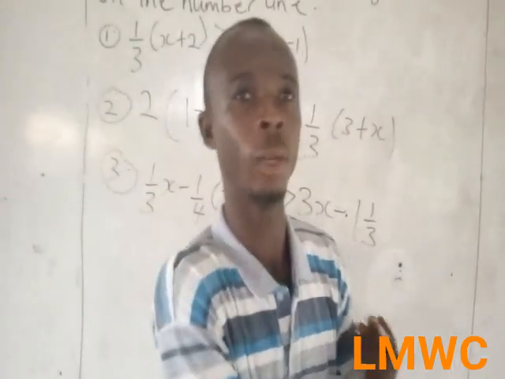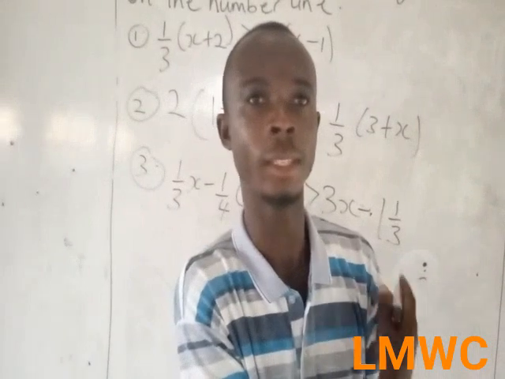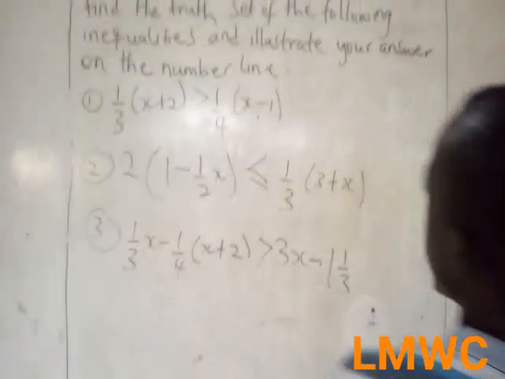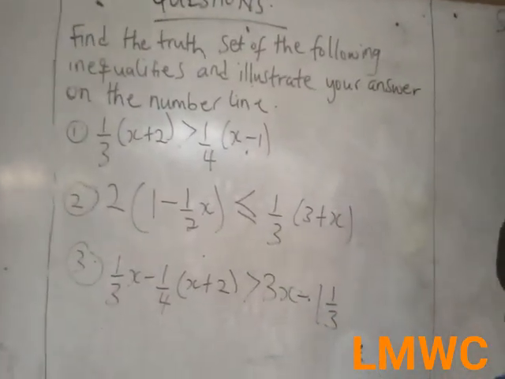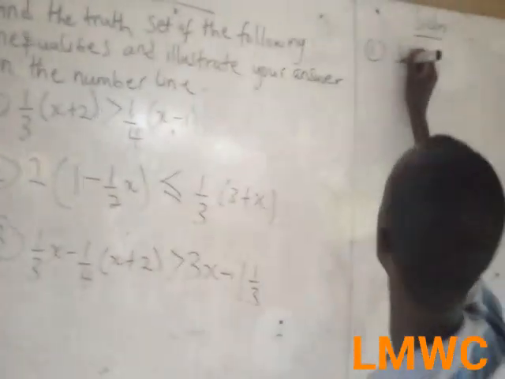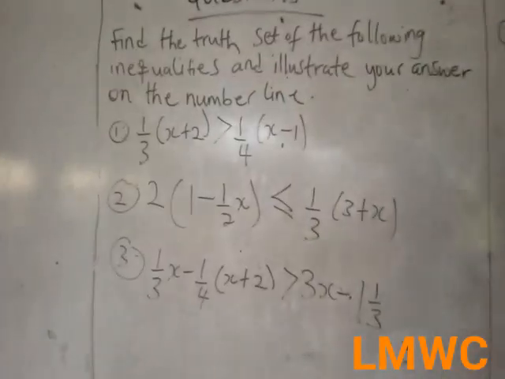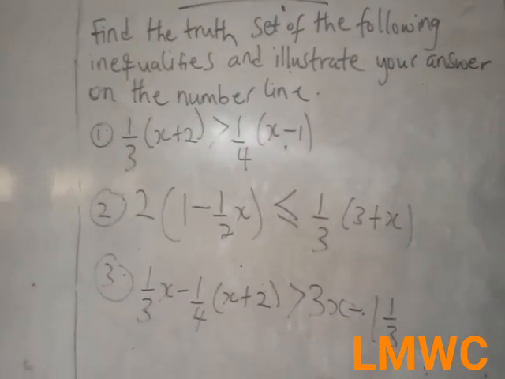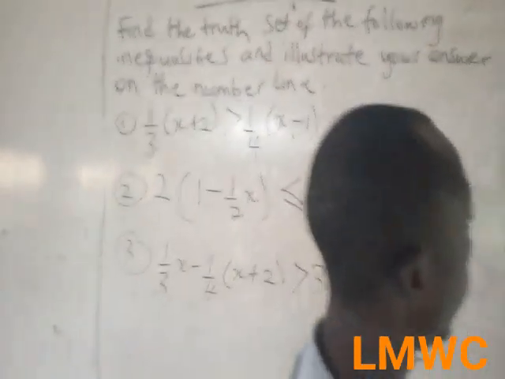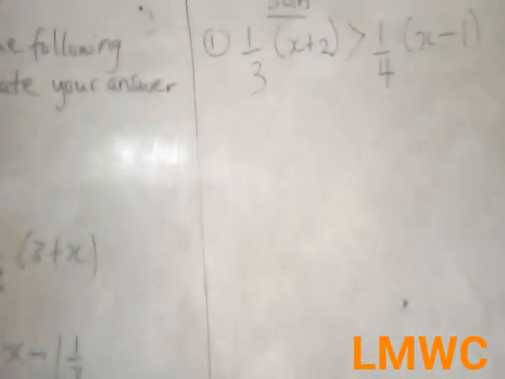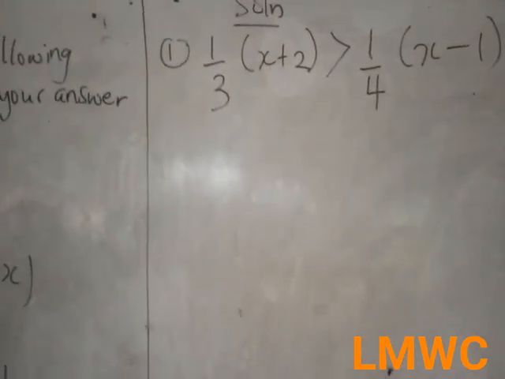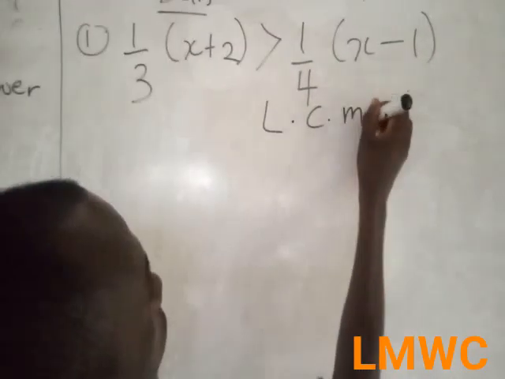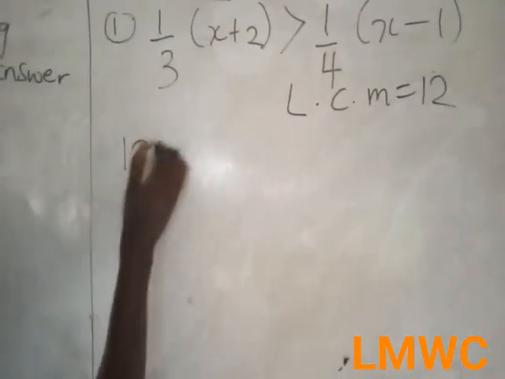I have given you 3 questions, and I'm going to use these 3 questions to illustrate linear inequality involving fraction. Question 1. We have 1 over 3 (x plus 2) is greater than 1 over 4 (x minus 1). This question involves fraction, and under this we find our LCM. The least common multiple for this is 12. So you multiply through by the LCM.